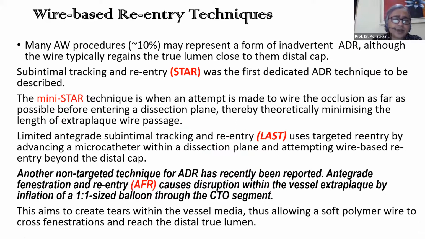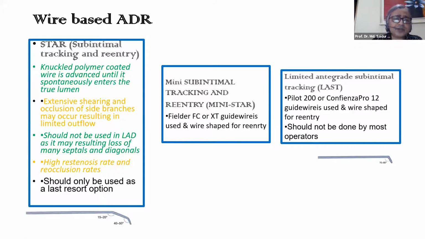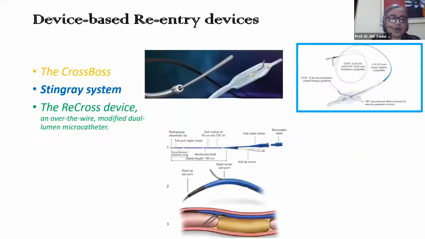This is a very busy slide, I'm not going to go through it. These are the wire-based techniques like STAR, where a knuckled polymer-coated wire is advanced until it spontaneously enters the true lumen. Extensive shearing and occlusion of the side branch may occur if the knuckle is not that good. Then comes mini-STAR, and the last, which is not that preferable nowadays, because studies are telling us that the septal and other branches are sometimes completely lost.